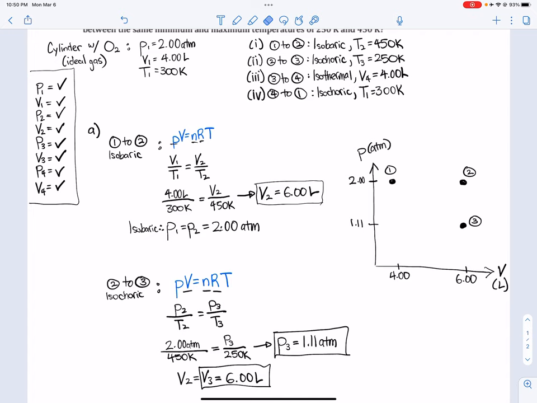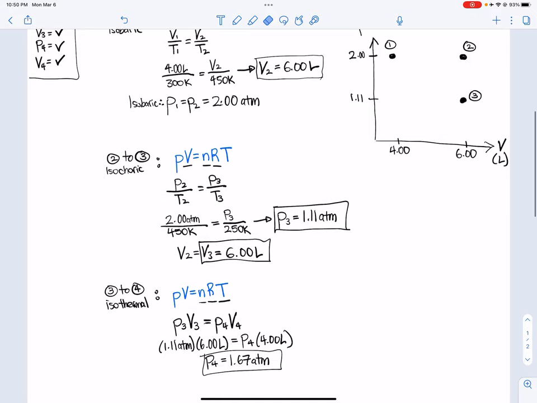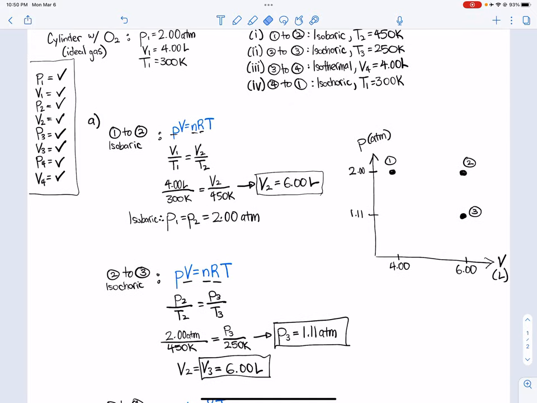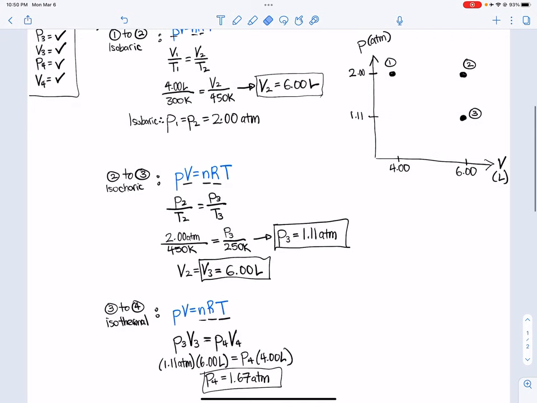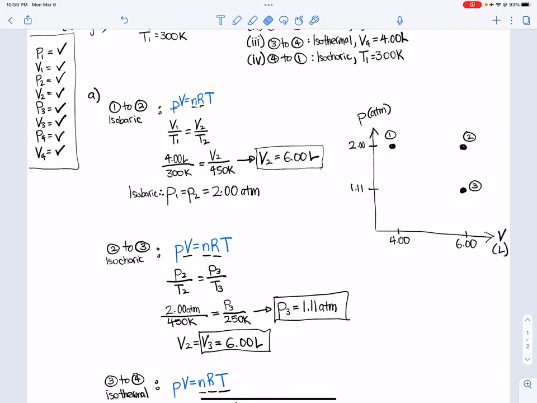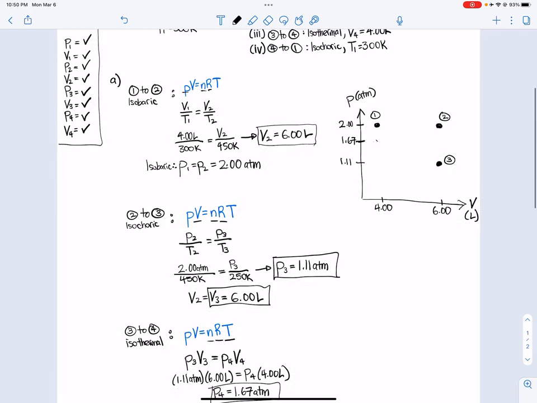State 4, the volume is given to us, right? That's 4 liters. And the pressure we found was 1.67. So I guess somewhere here, 1.67, same volume, 4 liters. And that is state 4.